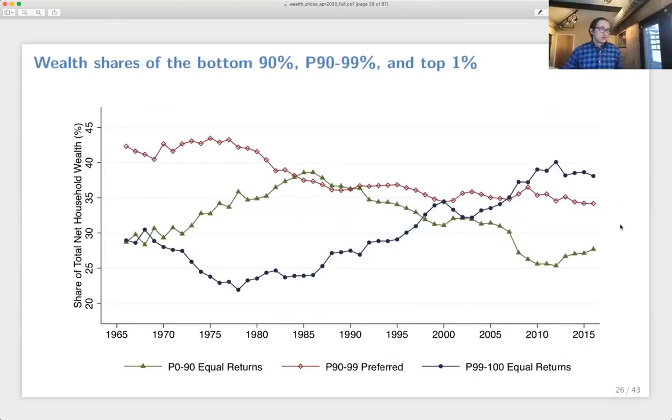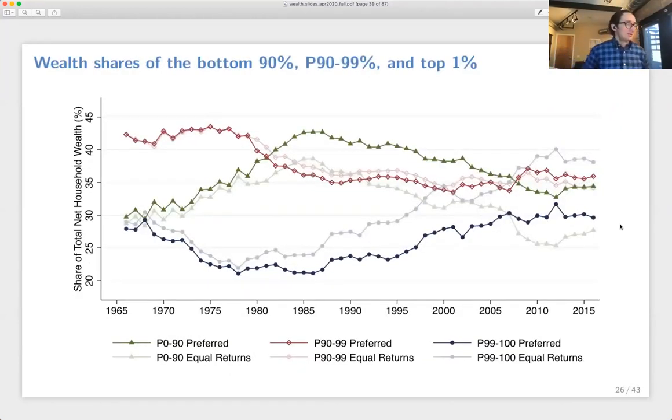This graph shows, under equal returns, the distribution of wealth between the P0 to 90, the P90 to 99, and the P99 to 100. You can see this secular rise in the top 1% share of wealth, such that they had more wealth than either group in recent years under equal returns. Now I'm going to use our preferred series instead, and what we see is that while the top 1% share has risen from a low of about 22% up to 30%, they still have less wealth than the P90 to 99 and the P0 to 90 group. Okay, the P90 to 99 group ends up having more wealth than either group.